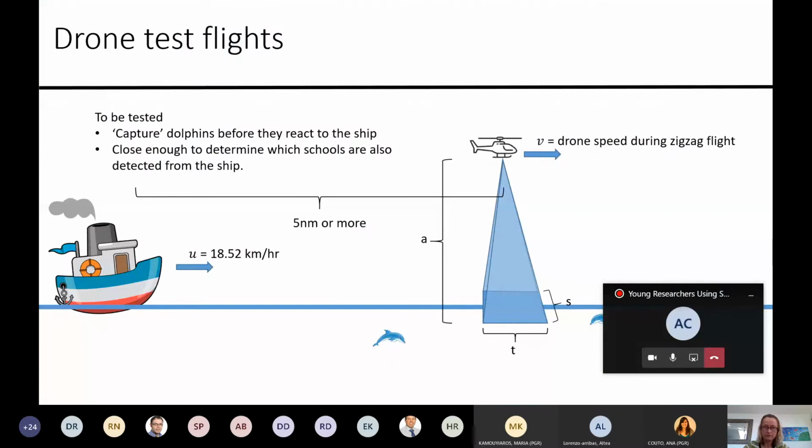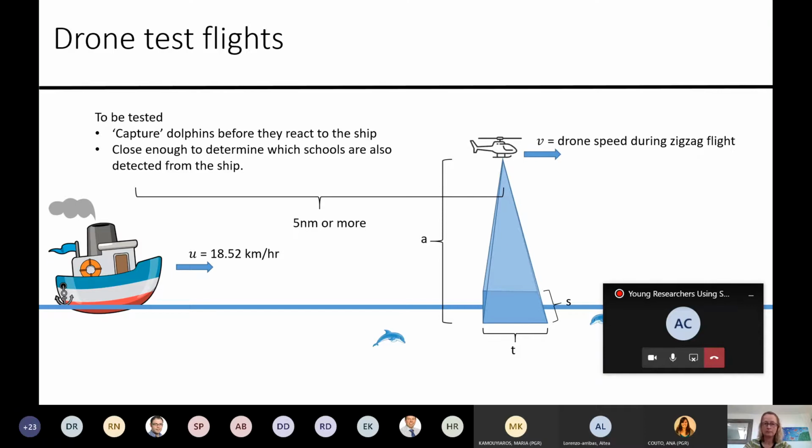And of course, as these are new methods, we needed to test these in a trial survey. So in our report, we described the parts that needed to be tested, of course, which was how far ahead of the ship can we send the drone. So you see here, we suggested 5 nautical miles or more. This was due to that we assumed that this whole issue might arise because the dolphins are reacting to the ships. So they hear the ship coming from several miles away and they start running away from the ship. So we needed to capture the dolphins with the drone before they reacted to the ship, hence the long distance, hence the requirement for fairly heavy duty drones.